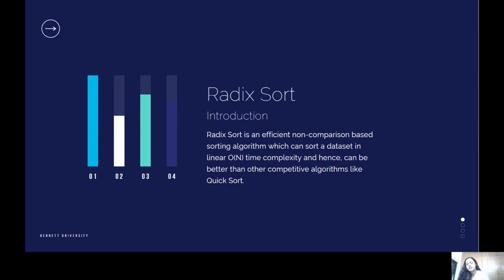Radix sort is an efficient non-comparison based sorting algorithm which can sort a dataset in linear time complexity. Now, a non-comparison based sorting algorithm works on assumptions made on the data that is being processed to reach the output or to sort that array.